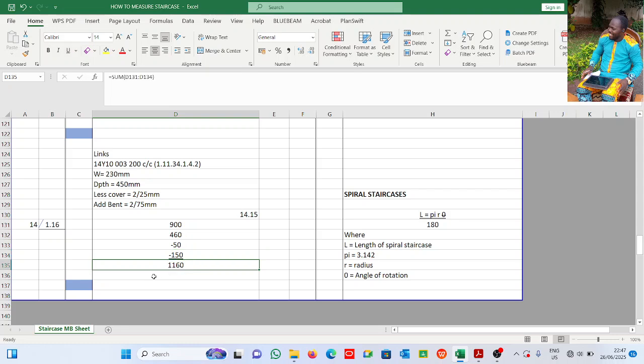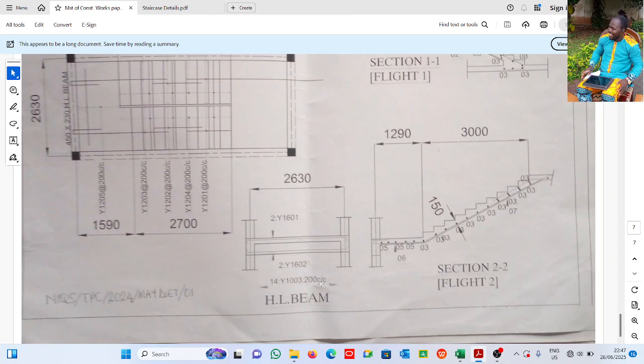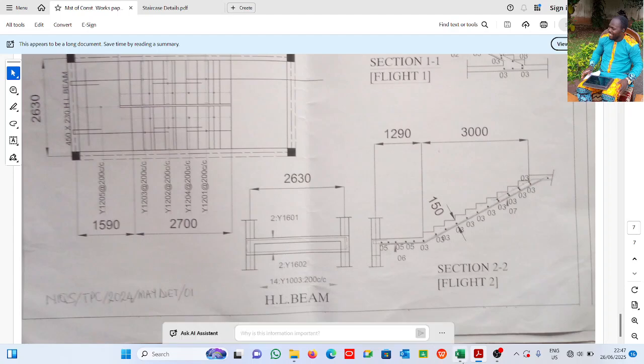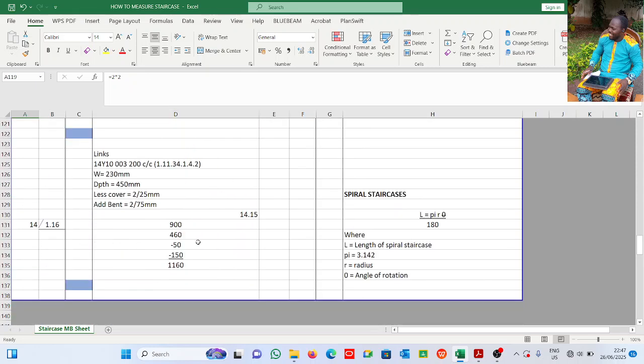So this is 1160 for the stirrup. This is 1.16. 14 numbers. Total length is 2630 divided by 200 plus 1. That's the spacing. See it here. I didn't manufacture it. Our total is 14 numbers. You see this one is 14 numbers. This is 2 numbers. Did I actually do this? Oh yes, I did. All right, so this is what we have, 14 numbers. I did this to confirm if it was actually 14 numbers.